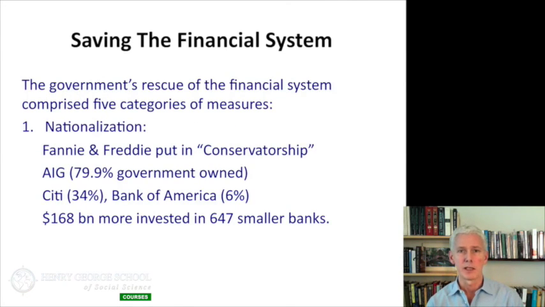First, consider the steps taken to save the financial system. There were 5 categories of measures. The first was nationalization. Fannie Mae and Freddie Mac were put into conservatorship, and the government took equity stakes in AIG, a 79% equity stake, a 34% stake in Citi, and a 6% stake in Bank of America. On top of that, the government also invested another $170 billion in a further 650 smaller banks.